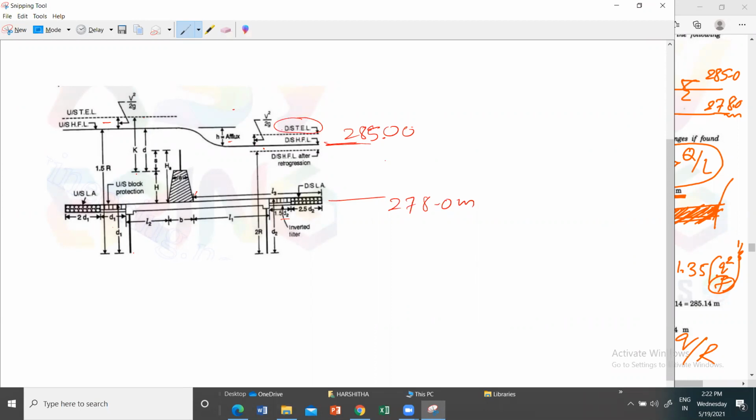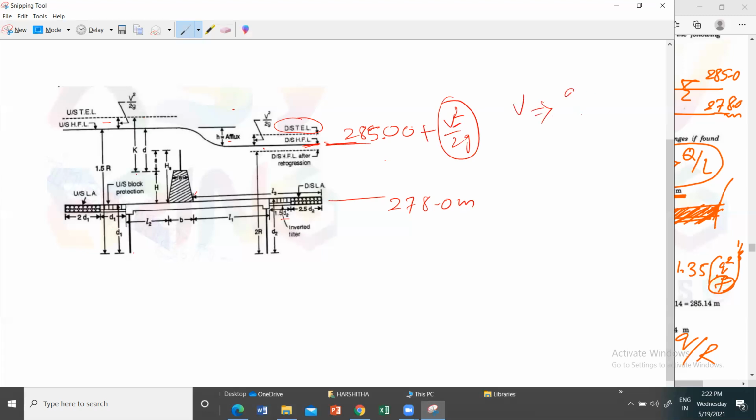How to calculate the downstream side total energy line? The downstream side total energy line will be equal to the downstream side high flood level, that is 285.00, plus V square by 2g. V square by 2g is the velocity head, which we need to calculate. For that we require V.